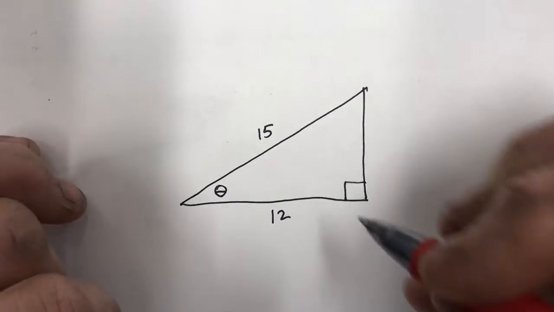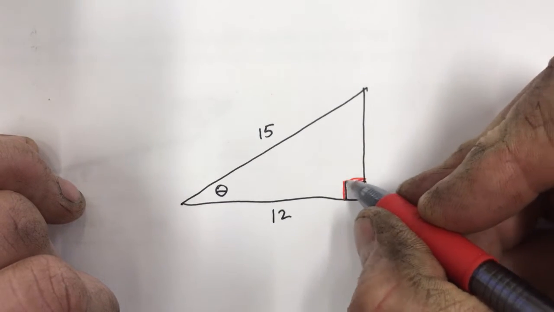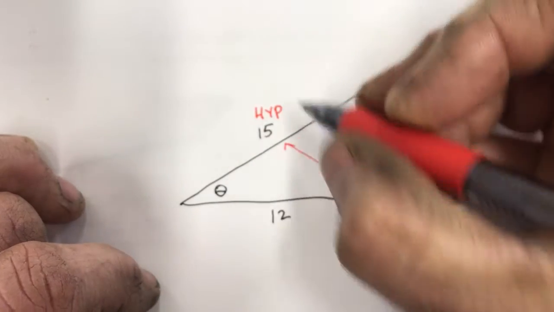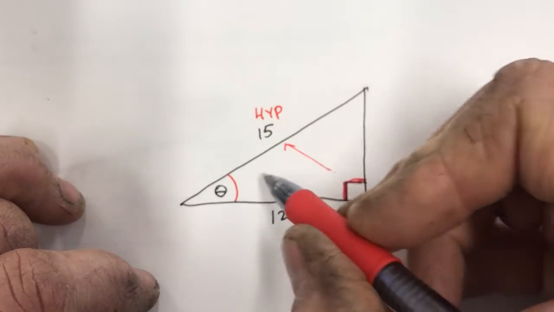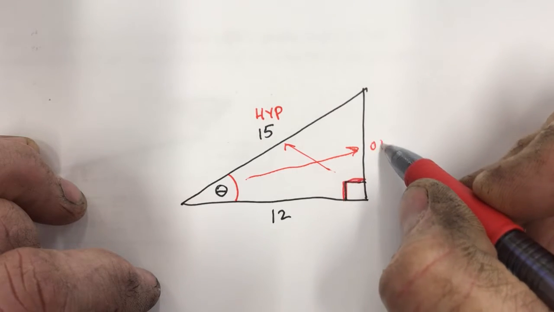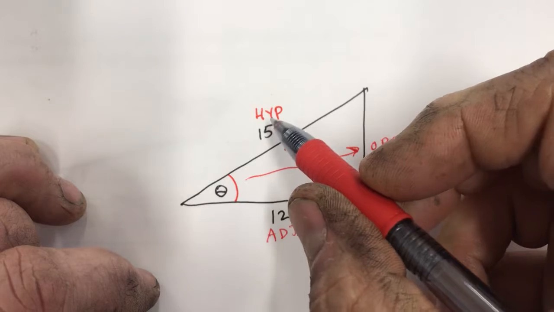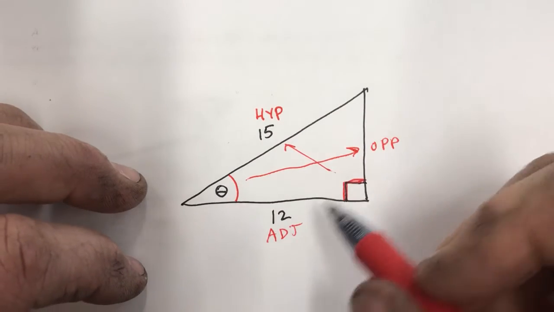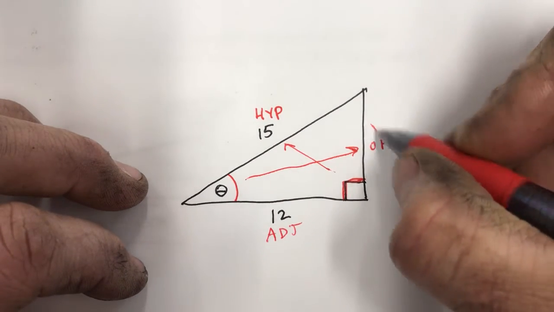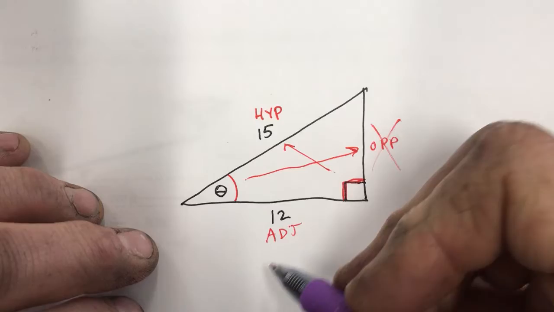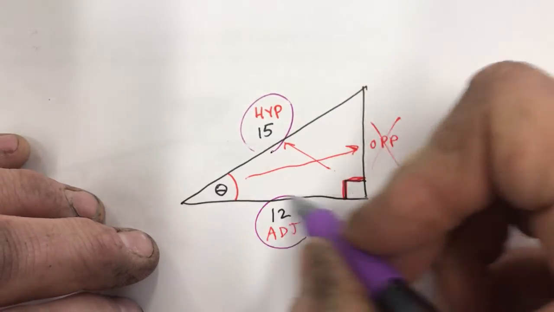Well, now if you label your sides, here's my right angle, which means here's my hypotenuse. And with this angle I'm going to deal with, my opposite would be way over here. And this 12 is my adjacent. So the hypotenuse is 15, the adjacent is 12. The opposite, we're not really concerned about it because there's no information there. So that means it sets up like this. This is hypotenuse and adjacent.